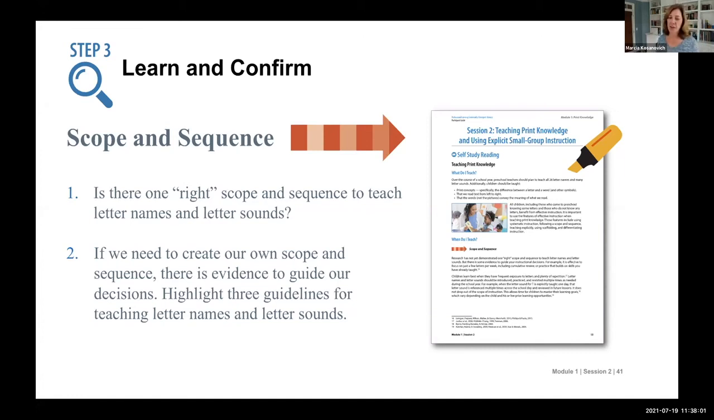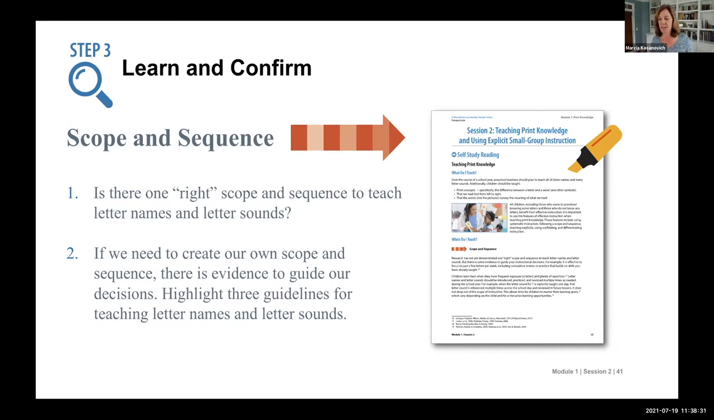You can show me a thumbs up or say yes in the chat. Show me a thumbs up if you answer yes, and a thumbs down or a no. You can just drop in the chat. Is there one right scope and sequence to teach letter names and letter sounds? Oh, no. Great. Okay, correct. There is not one right scope and sequence to teach letter names and letter sounds, but we do have some evidence to help guide our decisions when we need to create our own scope and sequence.